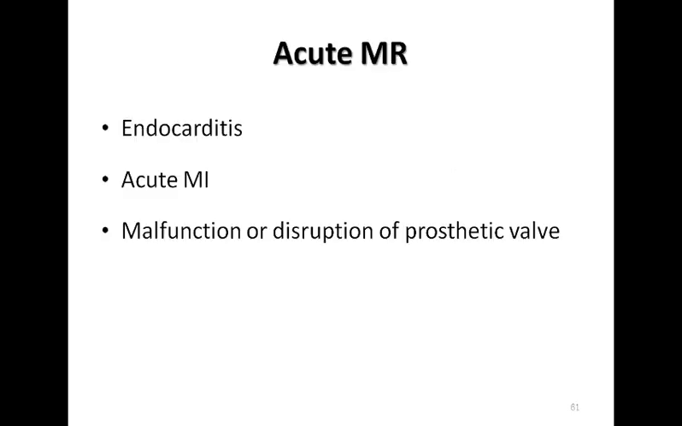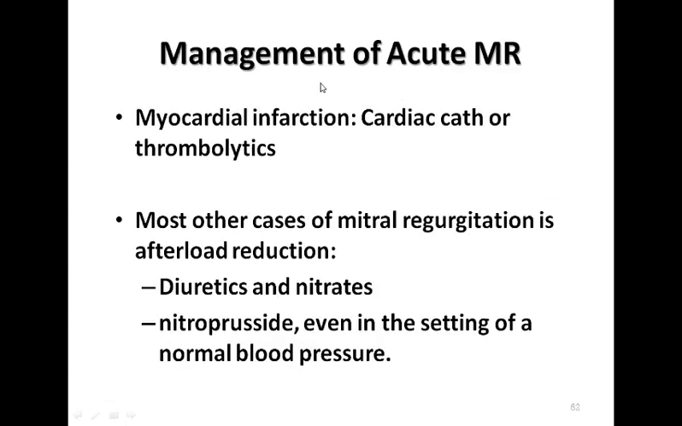Then we'll move to another cardiac defect, that is mitral regurgitation. Acute mitral regurgitation is commonly due to endocarditis, acute myocardial infarction, and malfunction or disruption of a prosthetic valve. How to manage acute mitral regurgitation?